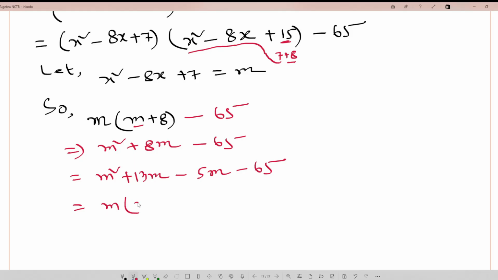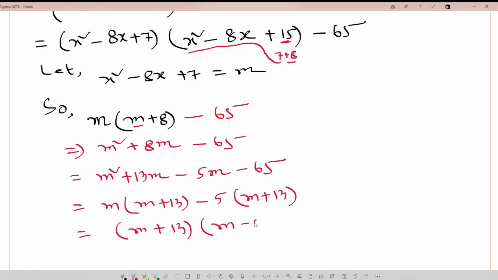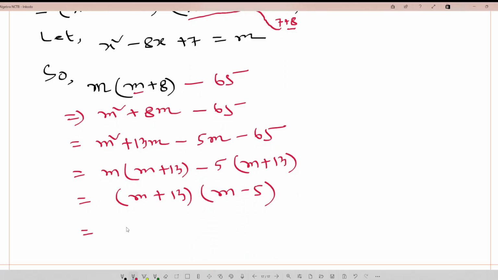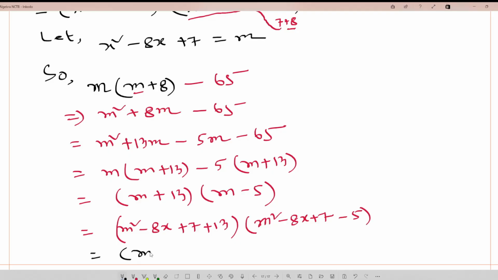So we can take common m. So here is m plus 13, and we can take common minus 5. So here is also m plus 13. Therefore m plus 13, and here is m minus 5. Now look, this is x square minus 8x plus 7. So we can write x square minus 8x plus 7, and here is plus 13. Again here is x square minus 8x plus 7, and here is minus 5. So our answer is x square minus 8x plus 20, and x square minus 8x plus 2, and this is our answer.